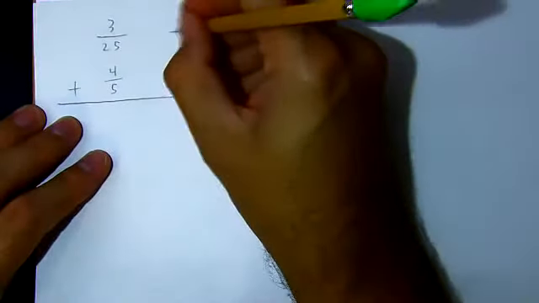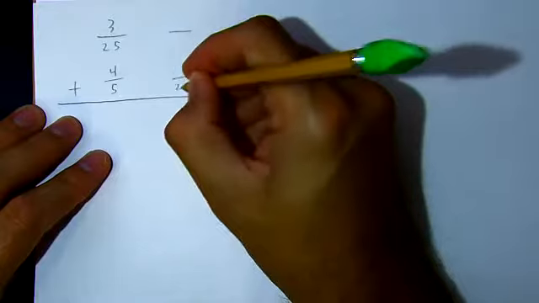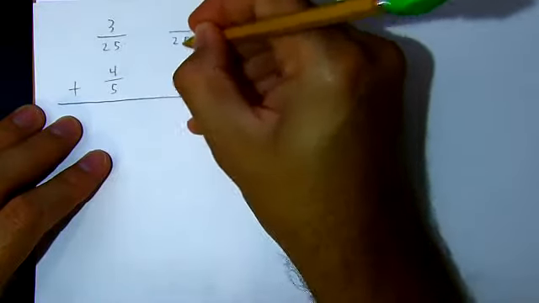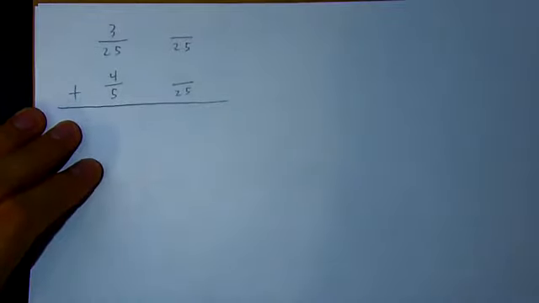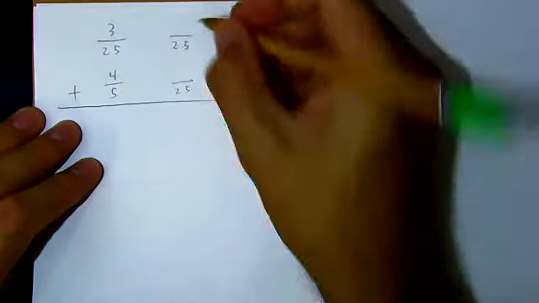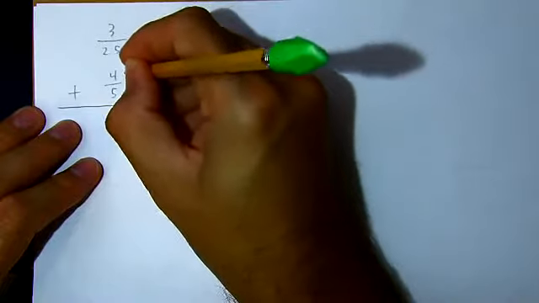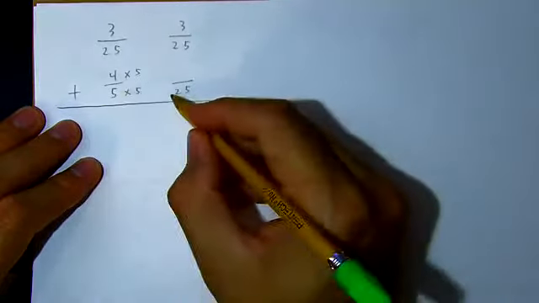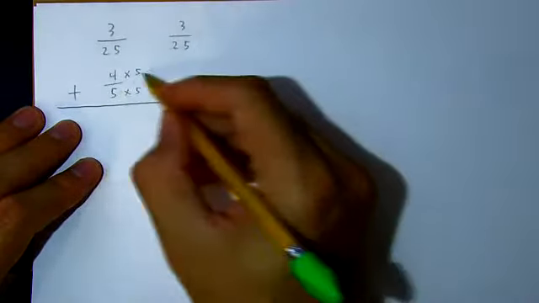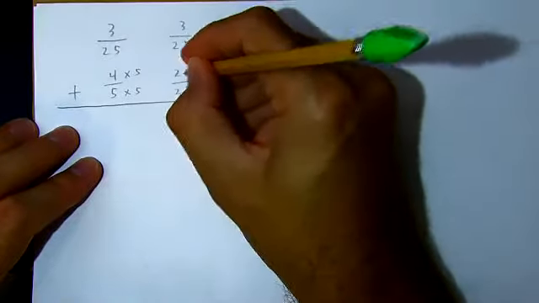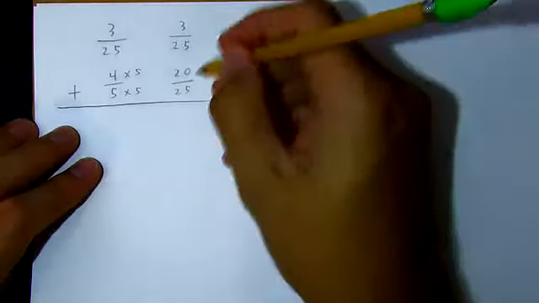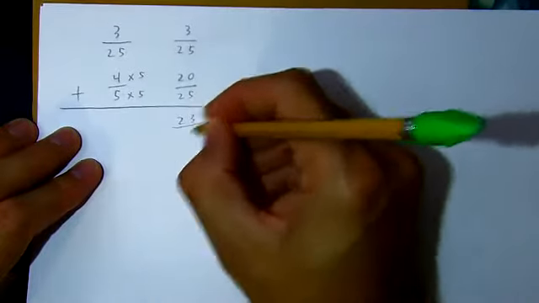So you can use 25 as your least common multiple. Since this is already 25, you just bring over the 3. This one you'd multiply times 5 to get 25. You always start with the denominator and then move up to the numerator, which would be 20. 3 plus 20 is 23. Bring down your 25.